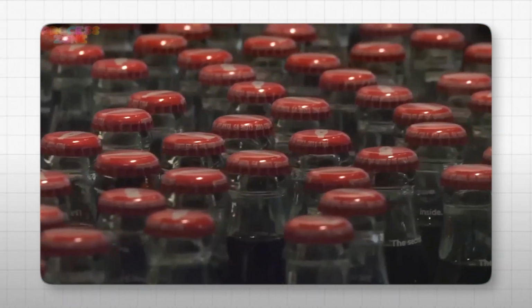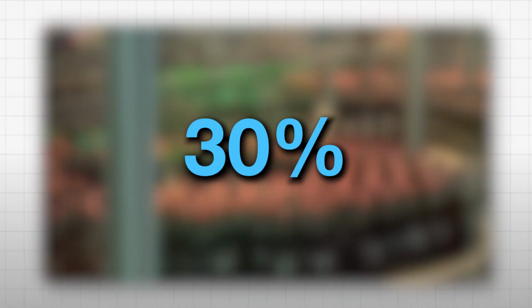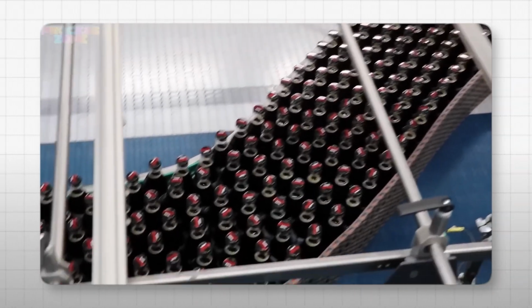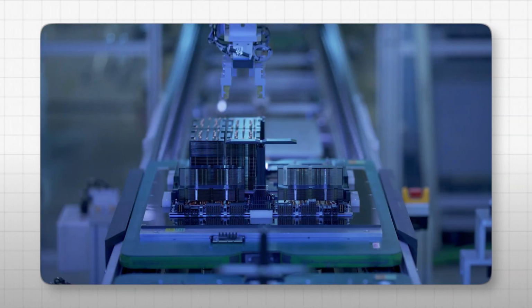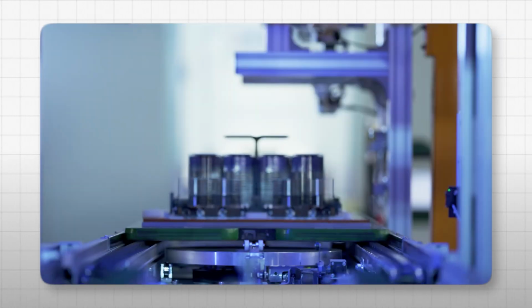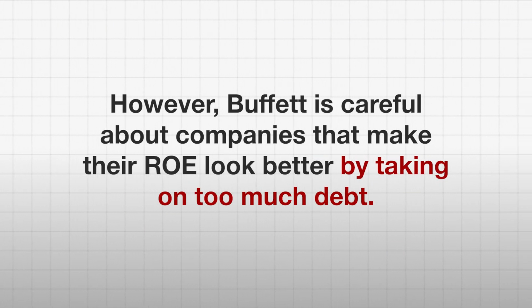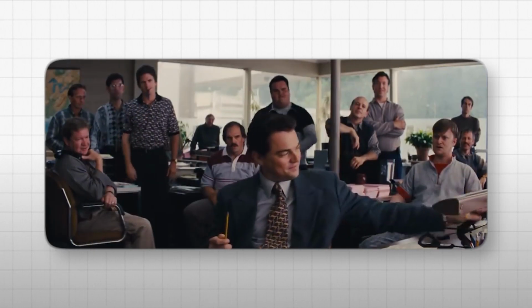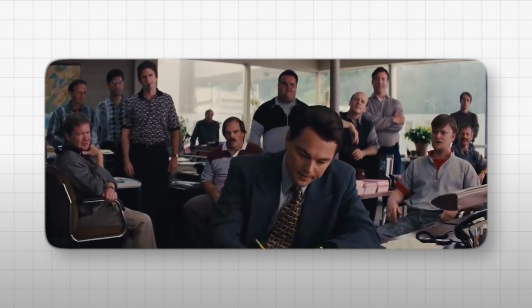For example, Coca-Cola has an ROE above 30%, meaning it's highly efficient at turning shareholder investments into profit. And companies with high, stable ROEs typically have strong management teams and solid business models. However, Buffett is careful about companies that make their ROE look better by taking on too much debt. This might make them seem more profitable at first, but it can be risky in the long term.